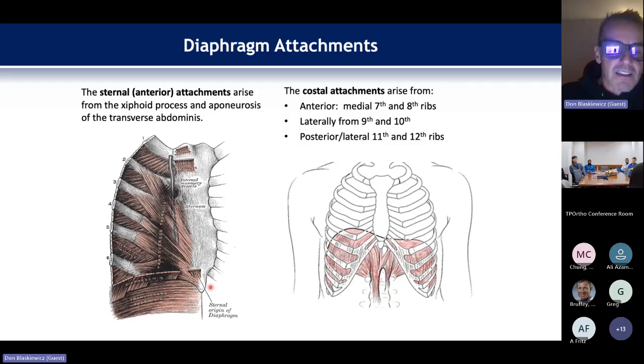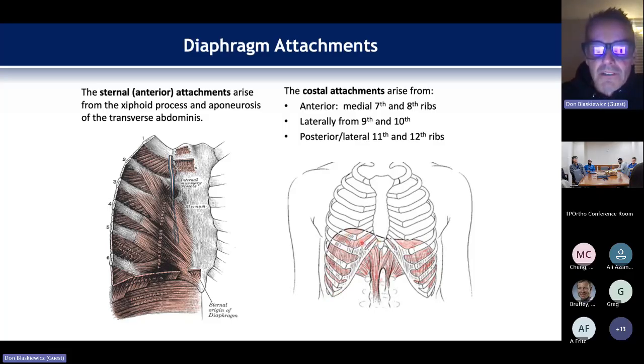Sternal attachments, basically it attaches everywhere. So it'll attach to the sternum, the xiphoid, it'll come over here. And there'll be an aponeurosis with the transverse abdominis in this area here. And then as we come along the costal attachments, basically it'll attach to all these ribs in here, coming from the front and all the way up here.